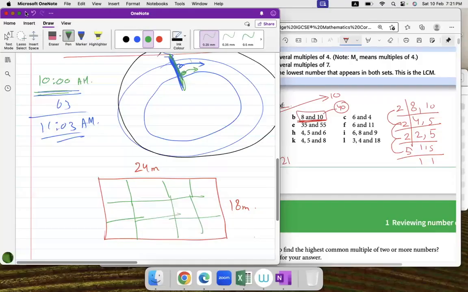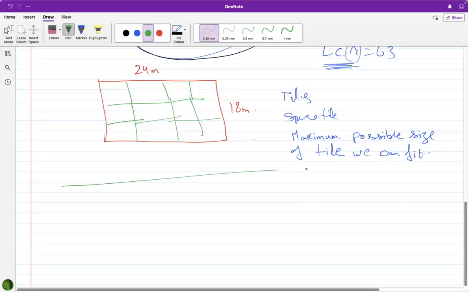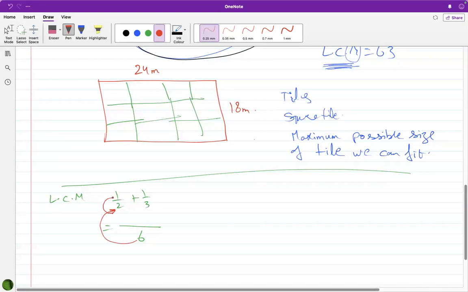Let's have a quick rapid fire practice exercise. If I have some fractions, when I wish to add 1 by 2 and 1 by 3, I would write the LCM, that is 6. And then what would I do? 6 divided by 2 is 3, 3 times 1 is 3. I'll write 3 there.